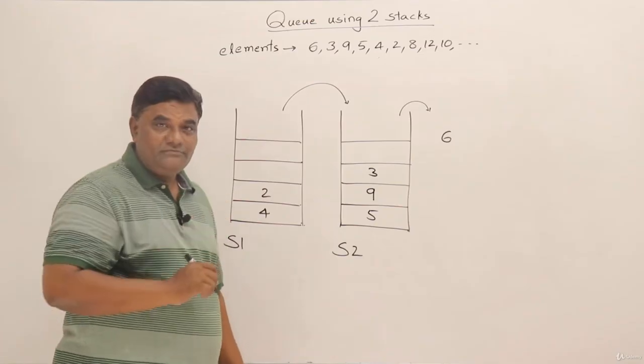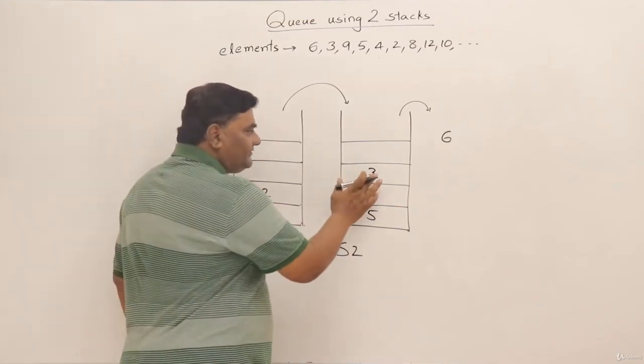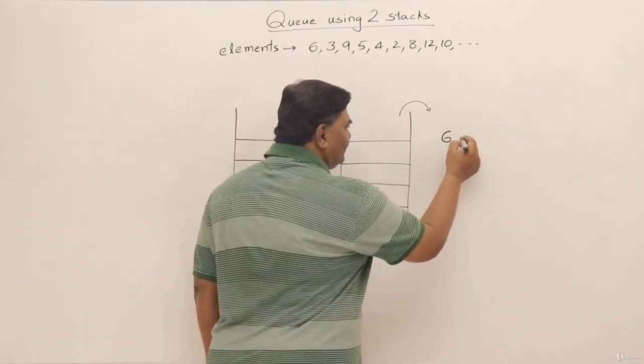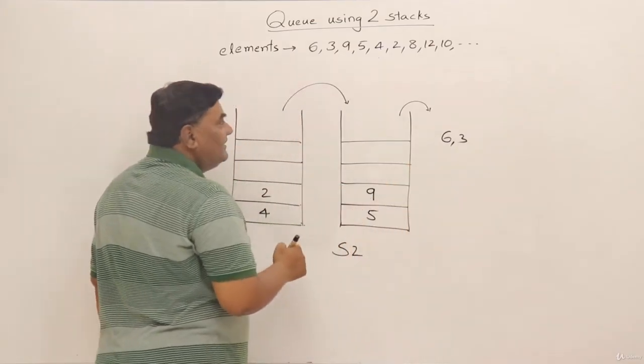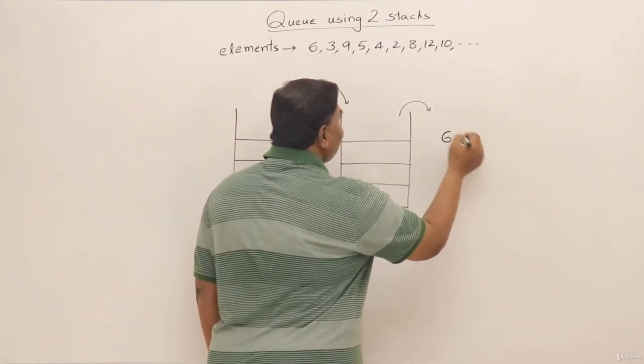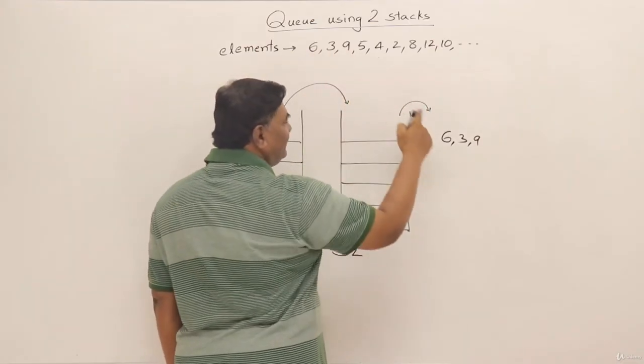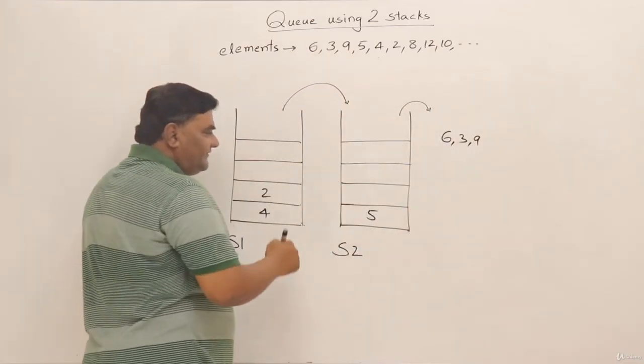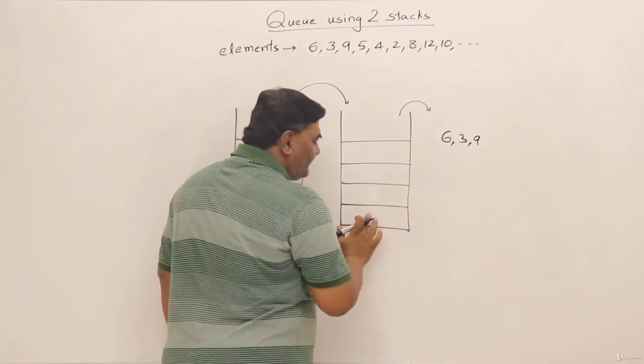Now let us DQ. Delete one element. 3 will come out from stack 2. Yes, delete from here. Delete one more element. So 9 will come out from stack 2. See, they are coming in the same order, 6, 3, 9. Delete one more element. So 5 will come out from stack 2.